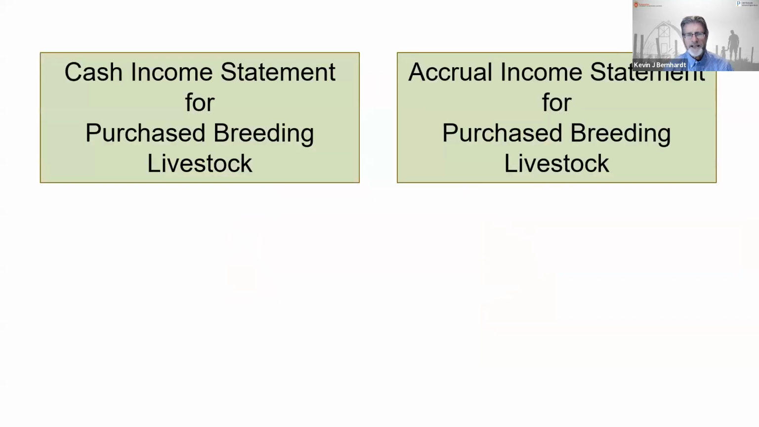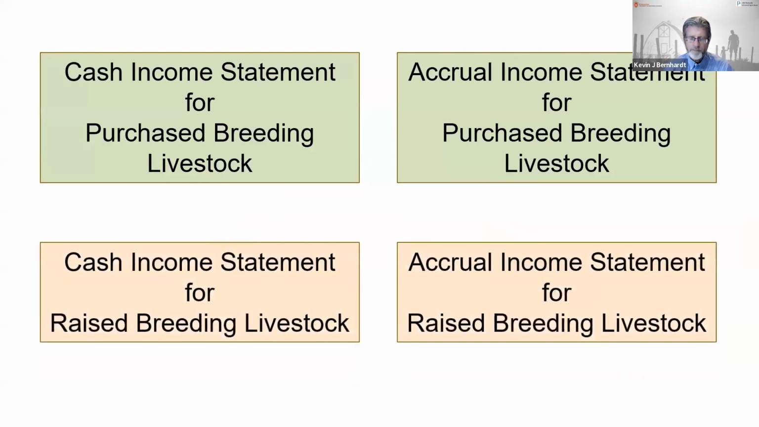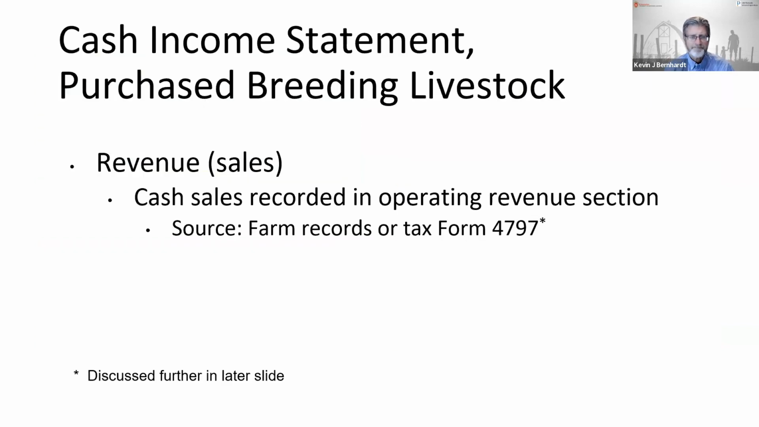The next 4 slides, each slide is going to cover one of these blocks that you see. So we're going to break this problem down into looking at the cash income statement for purchase breeding livestock, and look at the accrual income statement for purchase breeding livestock. And then we'll switch over and look at the cash and the accrual income statement for raised breeding livestock. So we'll treat each one of these combinations as a different challenge. I'll present them here on the slides, and then we'll go to the spreadsheet and see how we actually put them into play.